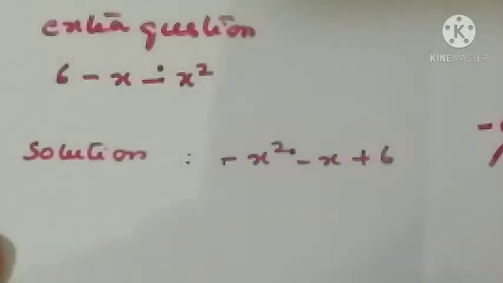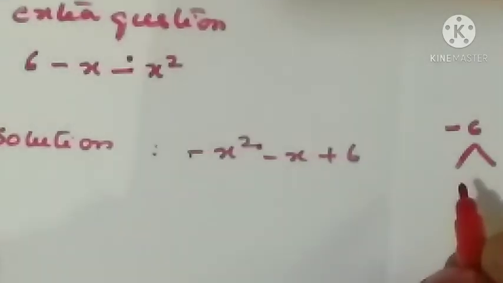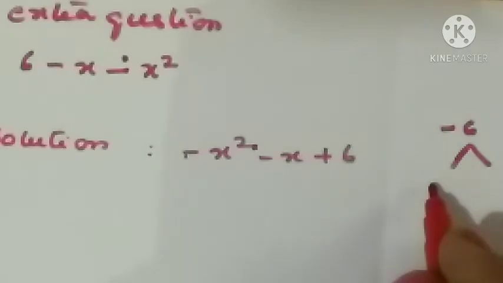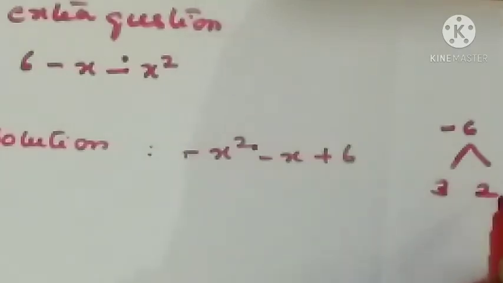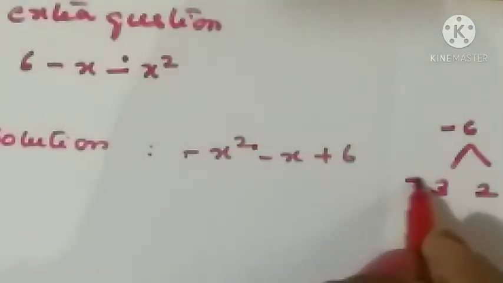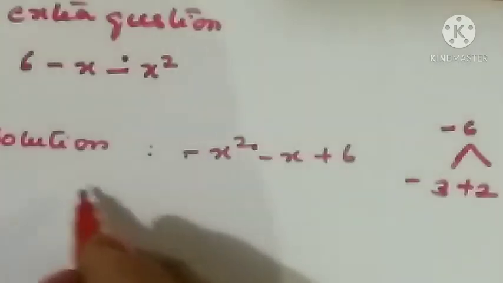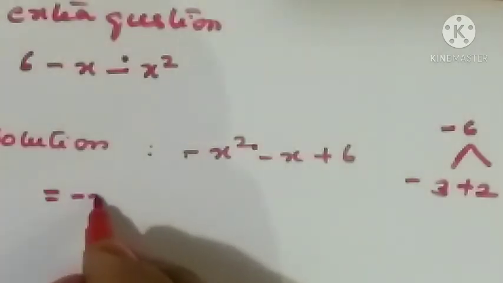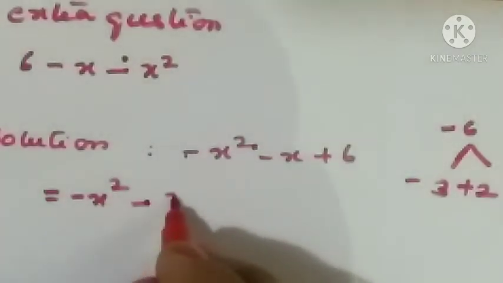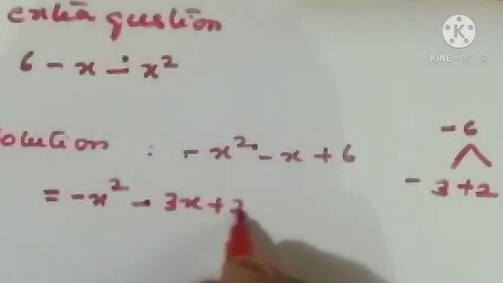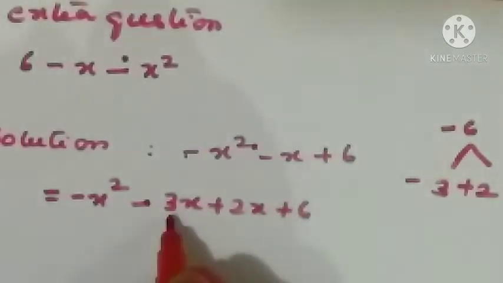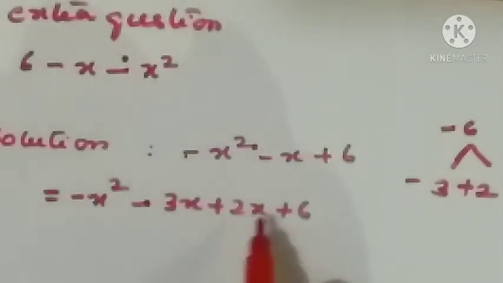So what should we write here? Minus 6 factors are 3 and 2. Okay. Now the greater number will have the middle term sign. So minus 3 and plus 2. So that means we should write the solution as minus x square minus 3x plus 2x plus 6. Minus 3x and plus 2x is minus x, and minus 3 into plus 2 is minus 6 only. So we are getting the answer.